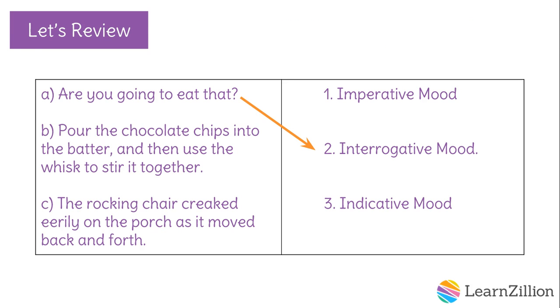You should have found that this first sentence is in the interrogative mood because it asks a question. Notice that the subject comes in between the helping and action verb, which is a common marker of the interrogative mood. Sentence B is in the imperative mood. Here, our speaker is giving a command. Notice that the sentence has no stated subjects. It uses the understood you. Finally, sentence C is in the indicative mood. It's simply stating a fact.